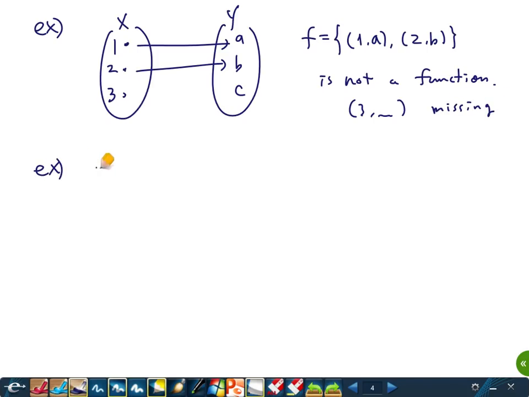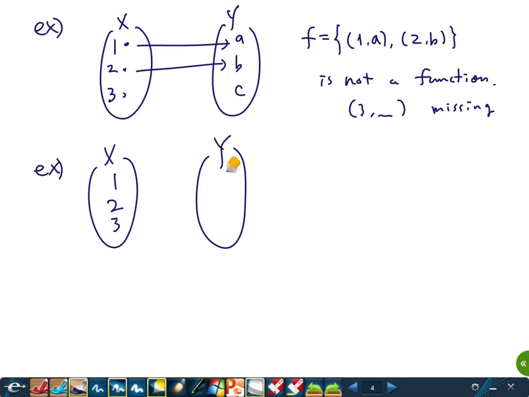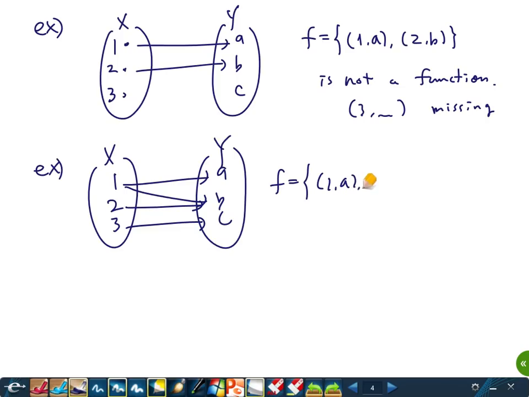Another example that's not a function. 1, 2, 3, a, b, c, like this. So as a subset, we can write 1 comma a, 1 comma b. We can always write a diagram as a function, as a subset like this.